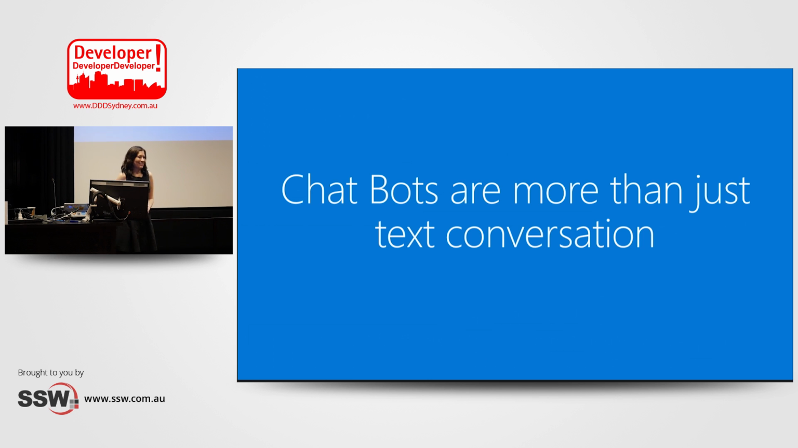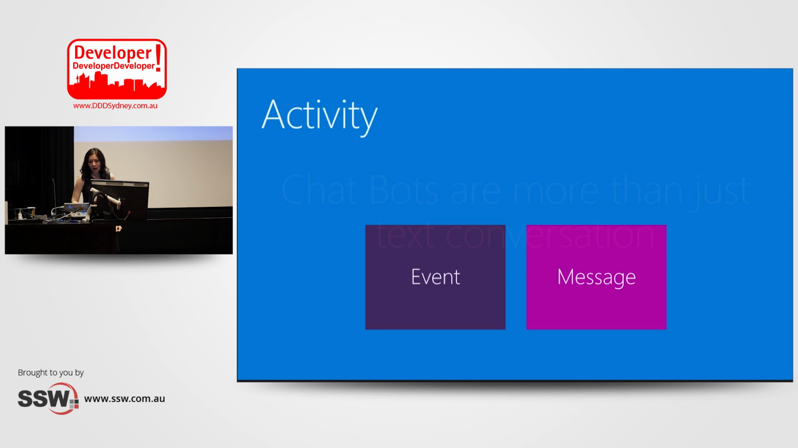Chatbots are more than a text interface. Sometimes it's quicker to click on a button rather than typing a command. Or sometimes it's easier to get the concept by looking at a photo instead of reading the description of the photo. The object that passes information back and forth between the chatbot and user is called an activity. The information that an activity object passes can be an event or a message. An event is information like a user added the chatbot to a group conversation.